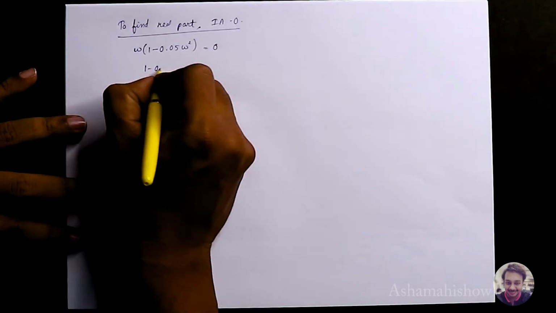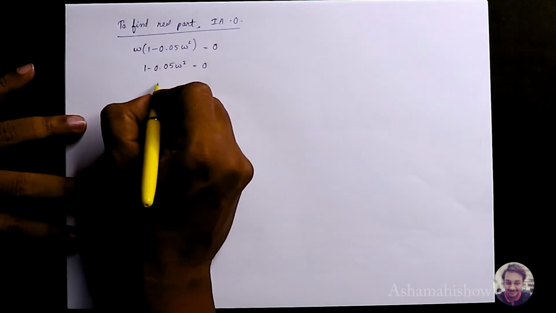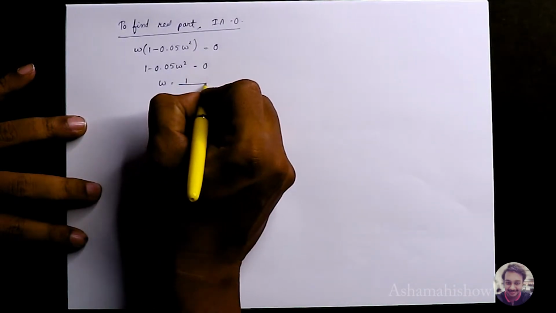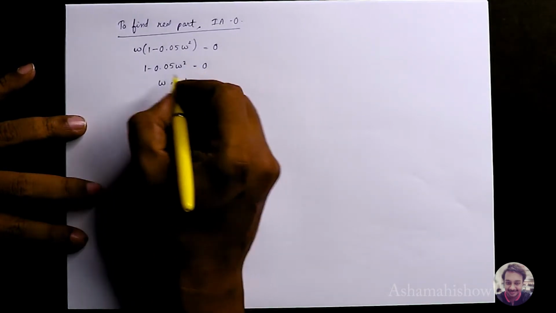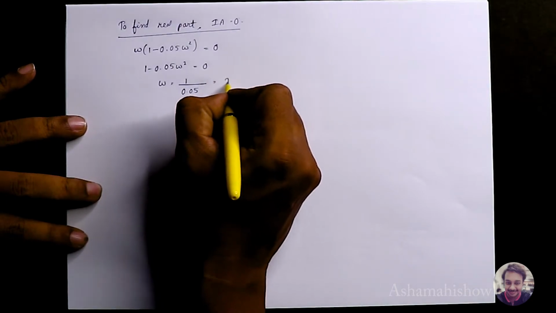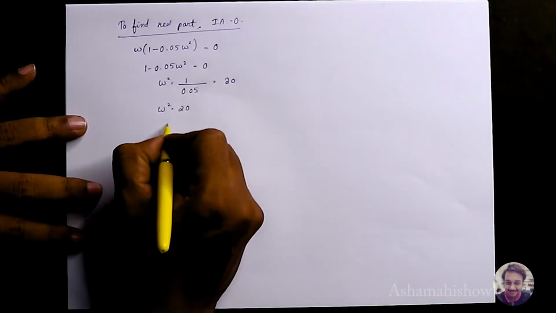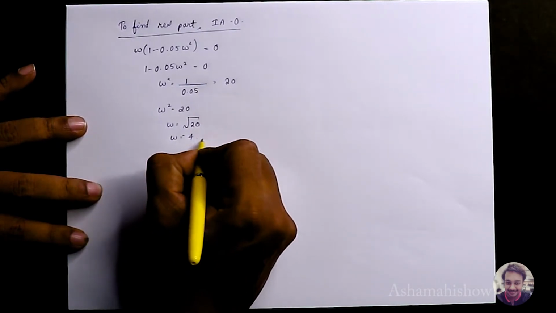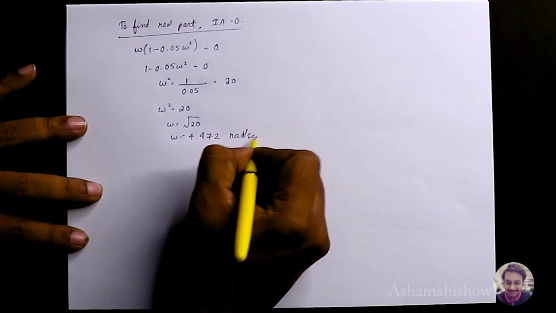So directly I'll do it. Do along with me so that you will get to know. So 1 comes here, it becomes 1 by 0.05, because 1 comes here it becomes minus 1, minus minus will go away, so this is 20. So omega square is 20, your omega equal to root over 20, so omega equal to 4.472 radian per second. Your units are also important.